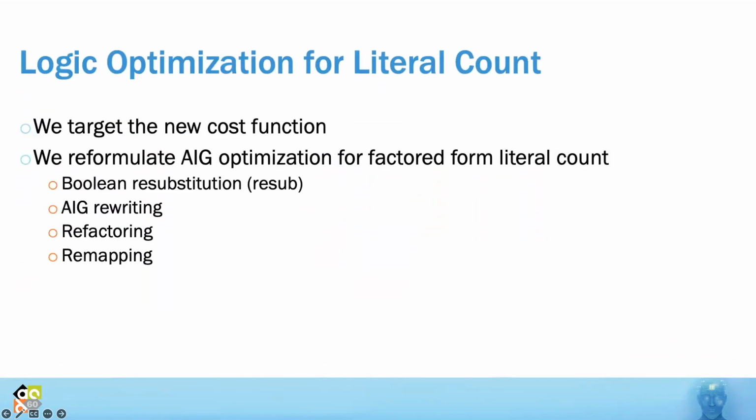So in this work, we target logic optimization using this new cost function. We reformulate AIG optimization to target the minimization of factor form literal counts that are defined in the AIG. And we implemented Boolean resubstitution, AIG rewriting, refactoring, and remapping.